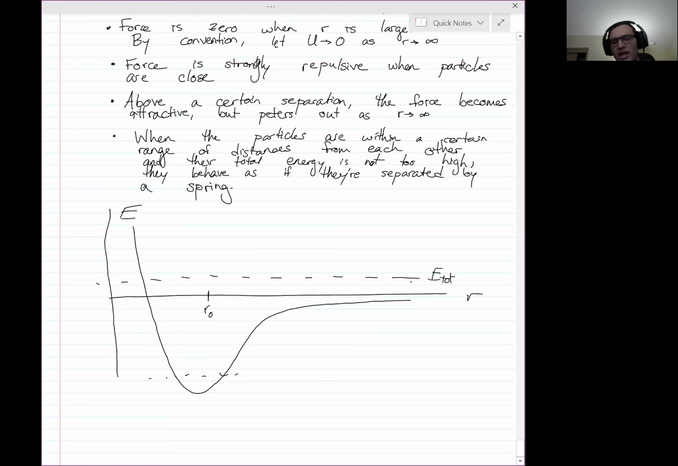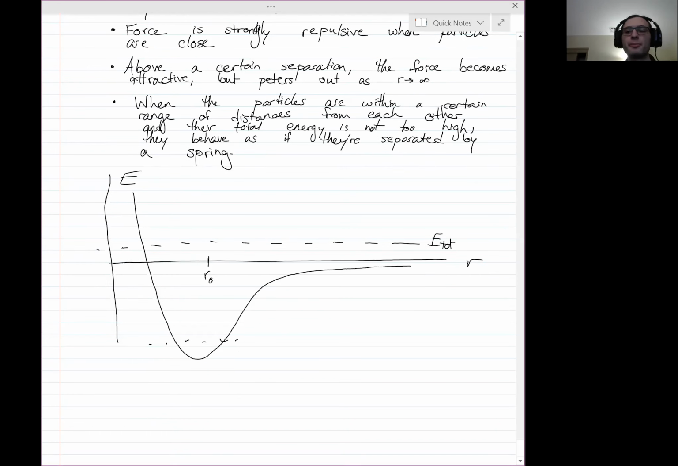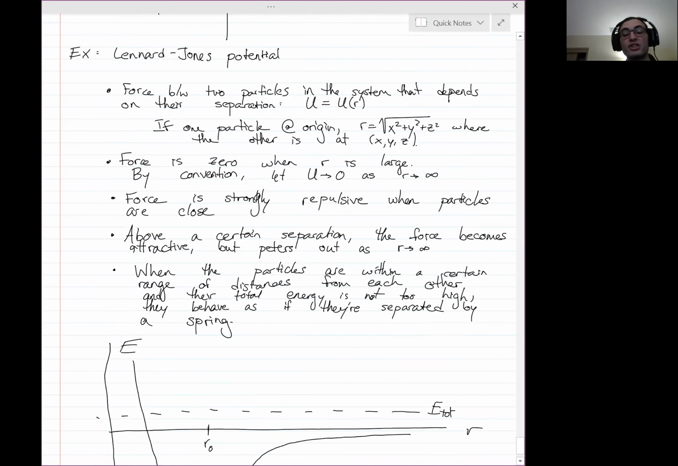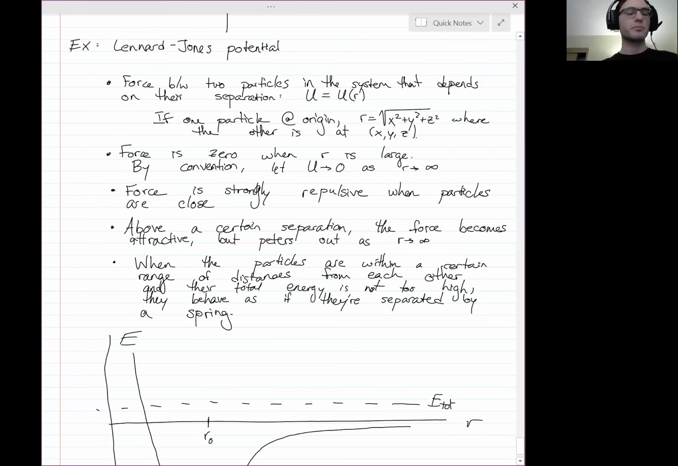This Lennard-Jones potential has an explicit formula for it. I'm not going to go over it, but this is just to infuse into your brains this idea of the Lennard-Jones potential, because it'll come up again. And hopefully you can see how we assembled this shape just from these qualitative features.